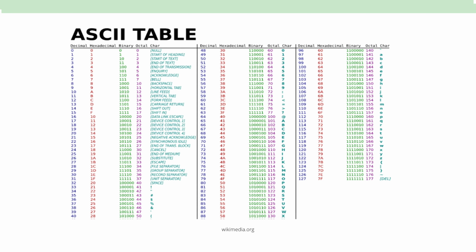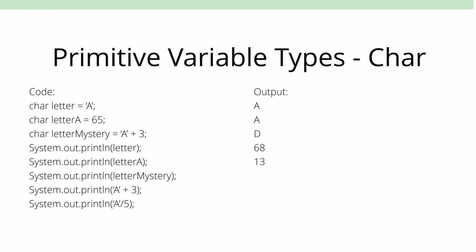So this is an ASCII table from wikimedia.org. If we find the decimal column and go to number 65, then go horizontally to the char column, there's letter A, capital A. Because if you look at the lowercase a, that has a decimal value of 97. So you can use this ASCII table to understand what the decimal equivalent is of a character.